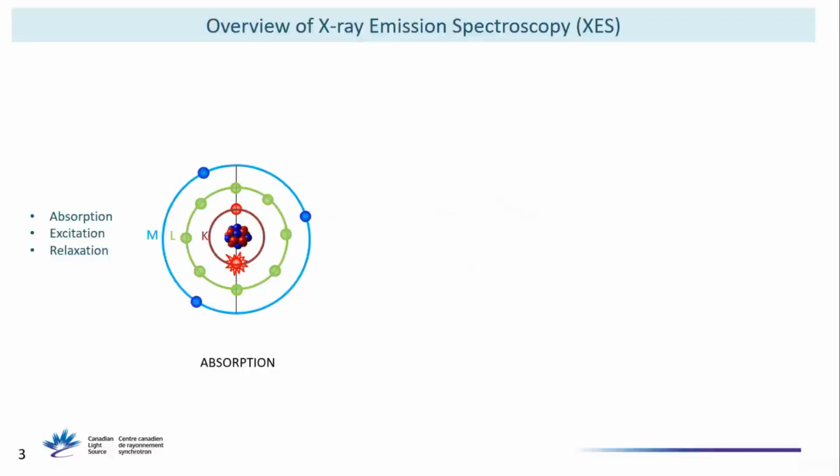So what happens is, when X-rays with sufficient energy interact with an atom, the most probable thing is that a core electron gets removed. When the core electron gets removed, the atom is now in an excited state. This excited state is very short-lived, on the order of femtoseconds.